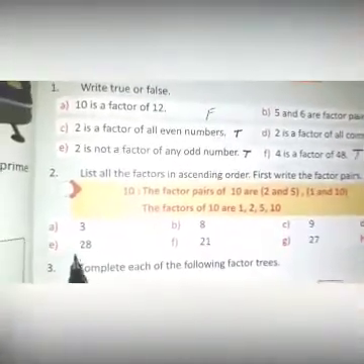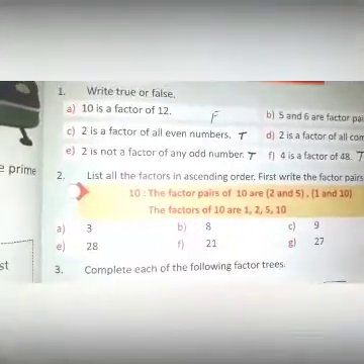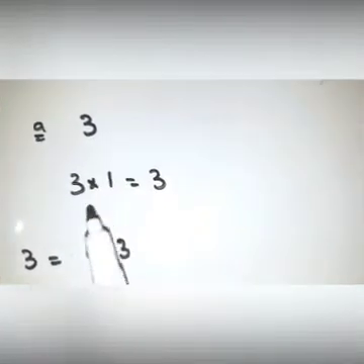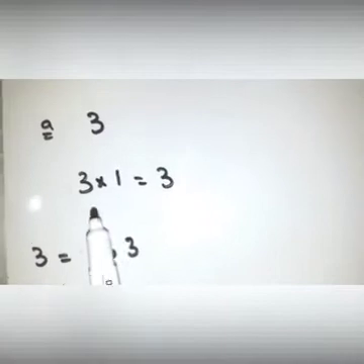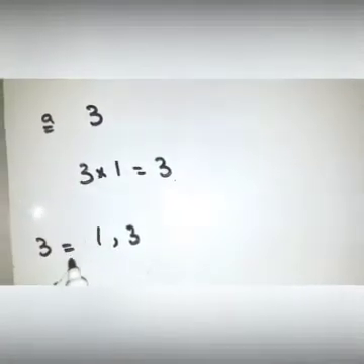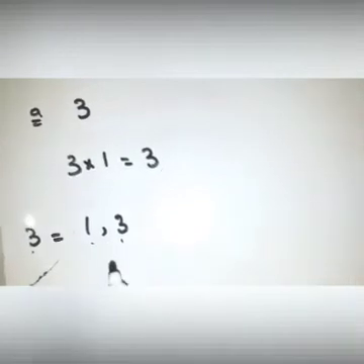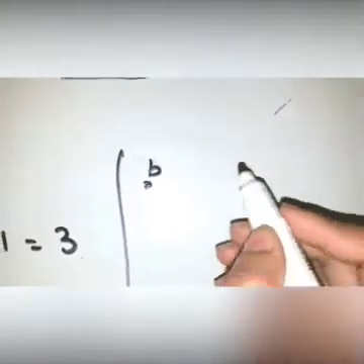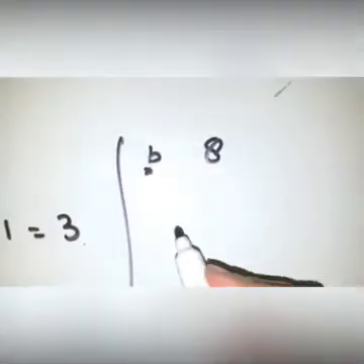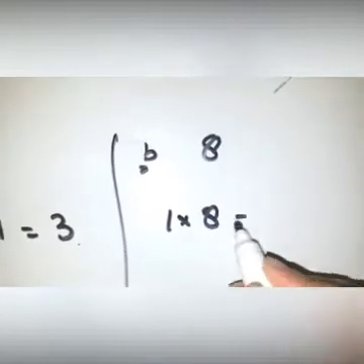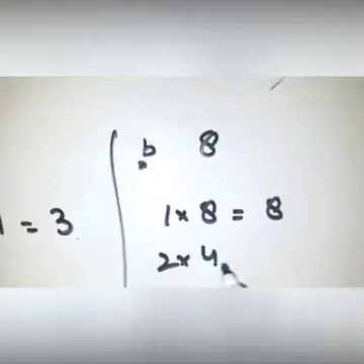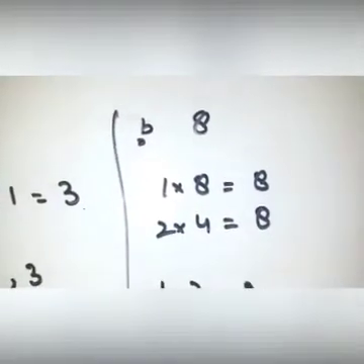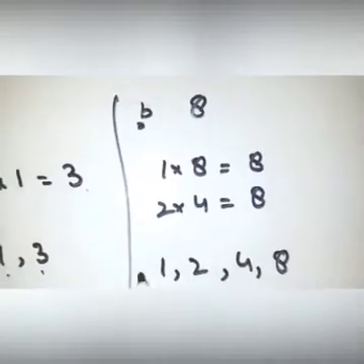Now you have part A, which is 3. What are the factors of 3? 3 1s are 3. So the factors of 3 are 1 and 3. That is the ascending order also. Now you have part B, 8. So what are the factors of 8? 1 multiplied by 8 is equal to 8. 2 multiplied by 4 is equal to 8. So the factors of 8 are 1, 2, 4 and 8.